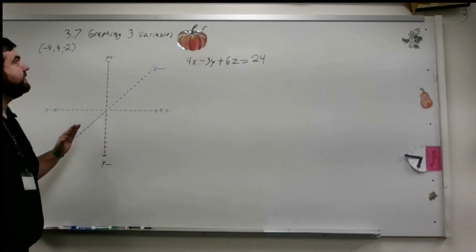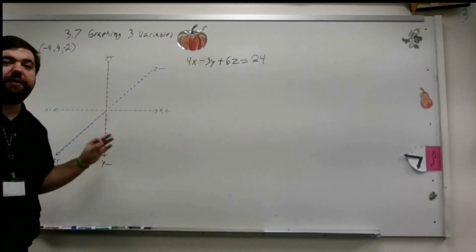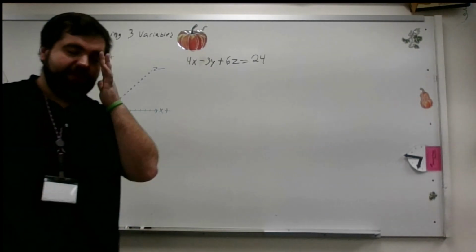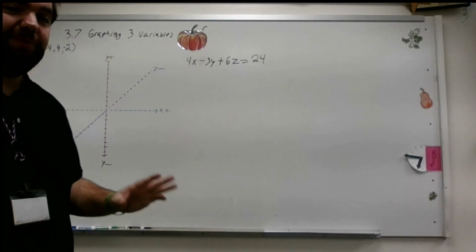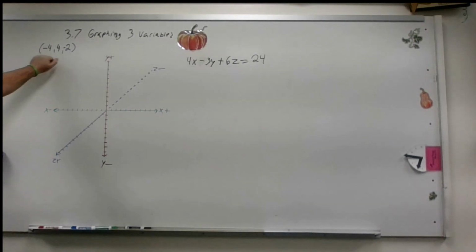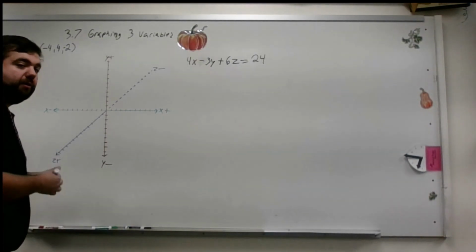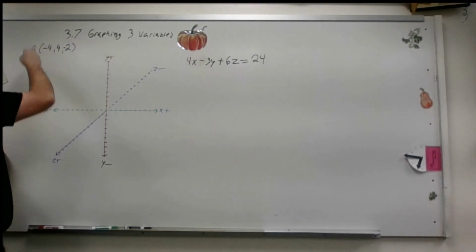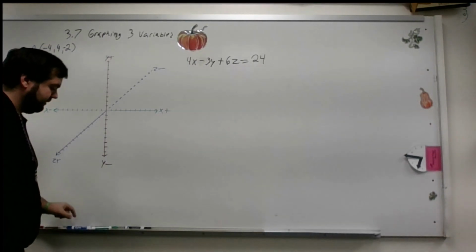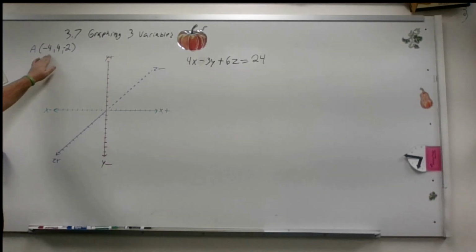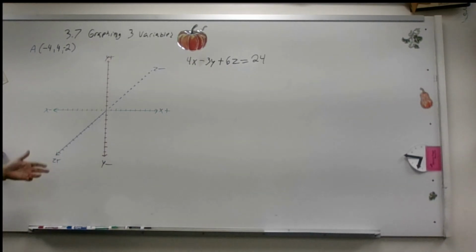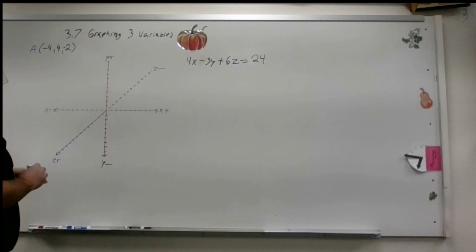Let's talk about the third variable. I know this one's giving you guys a little bit of trouble, so hopefully this helps. Up here, I have a point. Call this point A. What we do is go step by step, just like we would with two variables, but now we have a third variable.